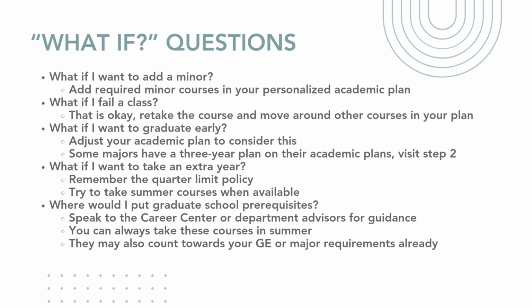Some majors have a 3-year plan on their academic plans. You may want to revisit step 2 in this presentation to search for that option. What if I want to take an extra year? Please remember the quarter limit policy and try to take summer courses when available. And lastly, where would I put graduate school prerequisites? That is a great time to speak to the Career Center and department advisors for guidance on when you should take these courses. However, you can always take these courses in the summer. They may also already count towards your GE or major requirements.